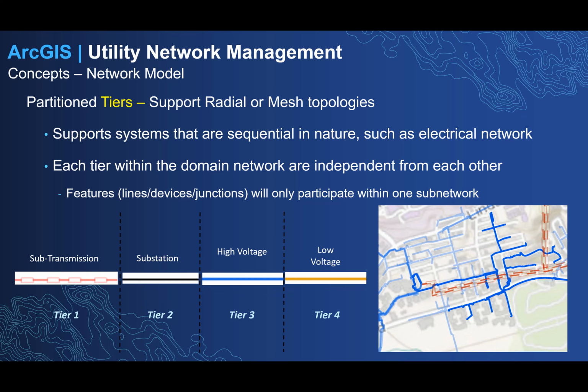For domain networks with partition tier definition, both radial and mesh topologies are supported. Partition tiers are sequential in nature, like an electric network, and are independent from each other. Features within a tier will only participate in one subnetwork within that tier. Traces can be propagated across tiers as long as you define the target, and traces will be covered in an upcoming video.